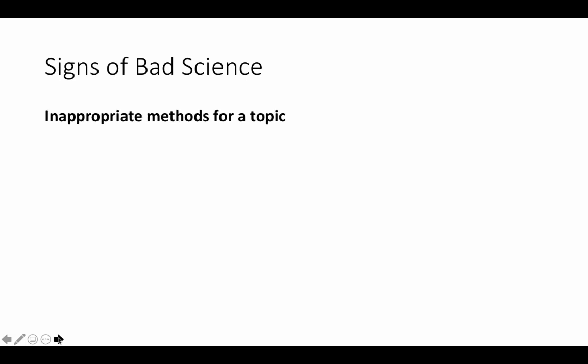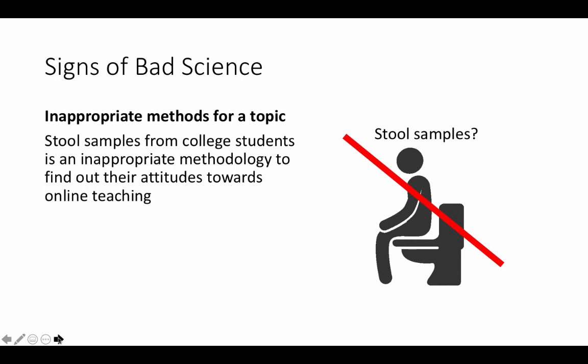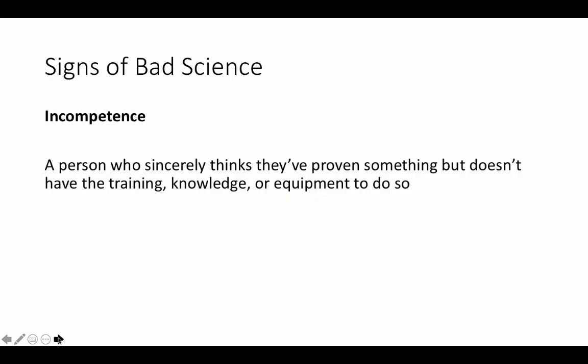If someone uses an inappropriate method for a particular topic or question, that's a sign of bad science. For example, a survey is an inappropriate method to find out the genome of a virus. Instead, you would want to do some sort of genomic analysis in the laboratory. Likewise, stool samples from college students are an inappropriate methodology to find out college students' attitudes towards online teaching. In that case, a survey would probably be more appropriate. Fraud is a sign of bad science. If a scientist is hiding results or fabricating results, that's a sign of bad science.